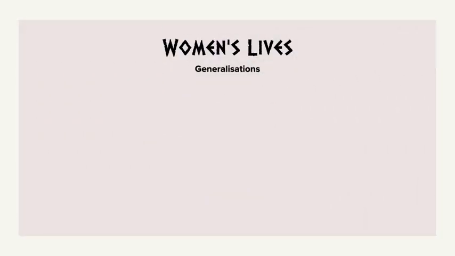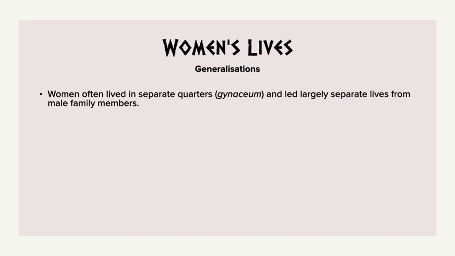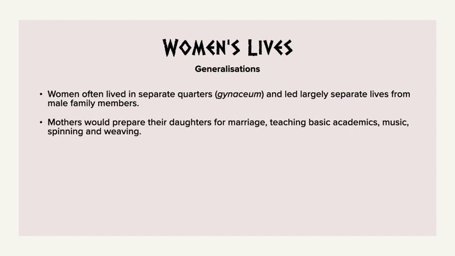So in terms of generalizations we can make around women's lives, if your house was big enough, women would live in separate quarters known as the gynoeceum, and they tended to have quite separate lives from male family members, and definitely from men outside their family that they had next to no contact with. So a young girl's life would be spent in the home. Her mum would be teaching her, getting her ready for marriage.